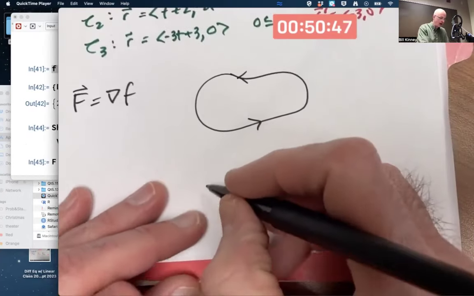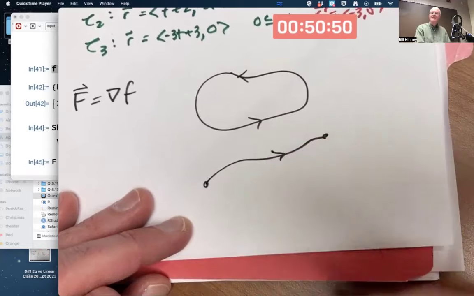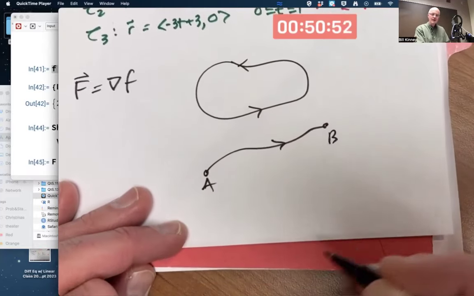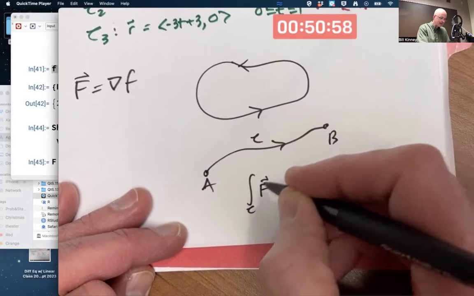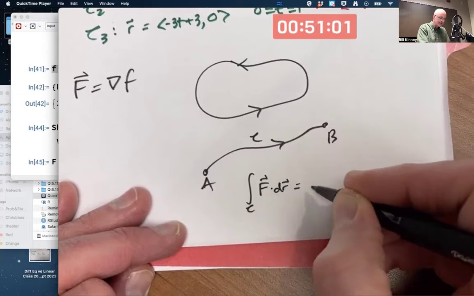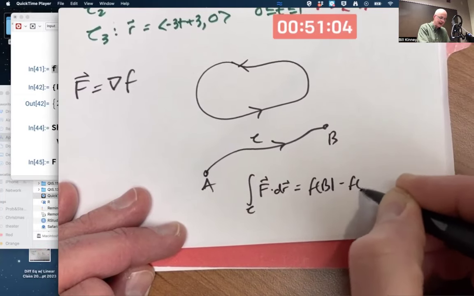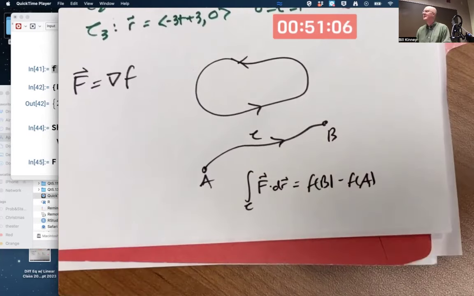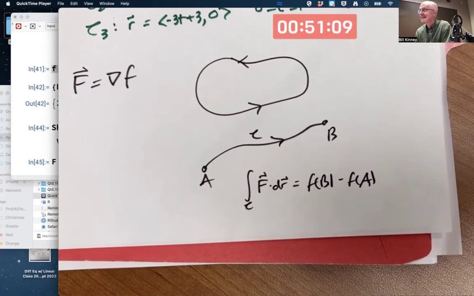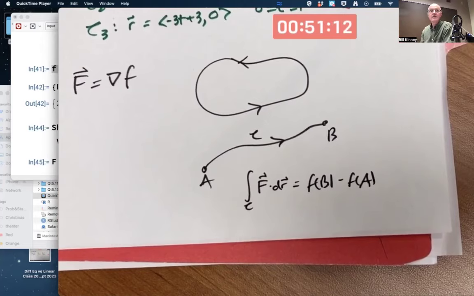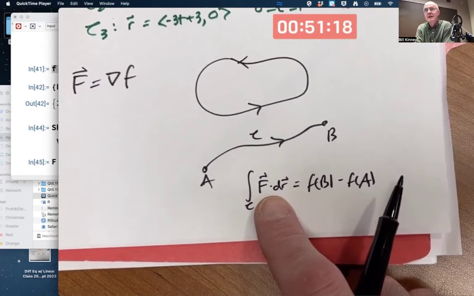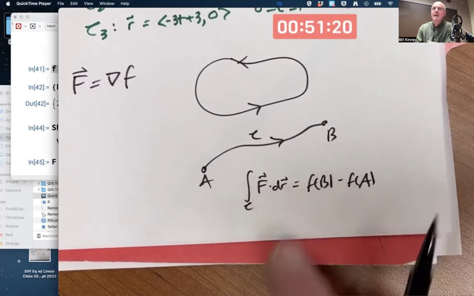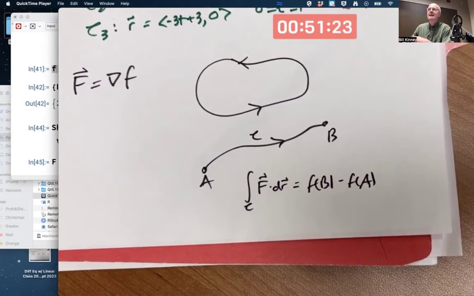More generally, if you integrate over some other path that may not be closed from A to B, the integral of this vector field over such a path from A to B turns out to be little f of B minus little f of A. That looks a lot like the fundamental theorem of calculus, and it is. Little f is like an antiderivative for this vector field. It's got a special name. It's called a potential function in this case. It's related to potential energy. That's why they call it a potential function.